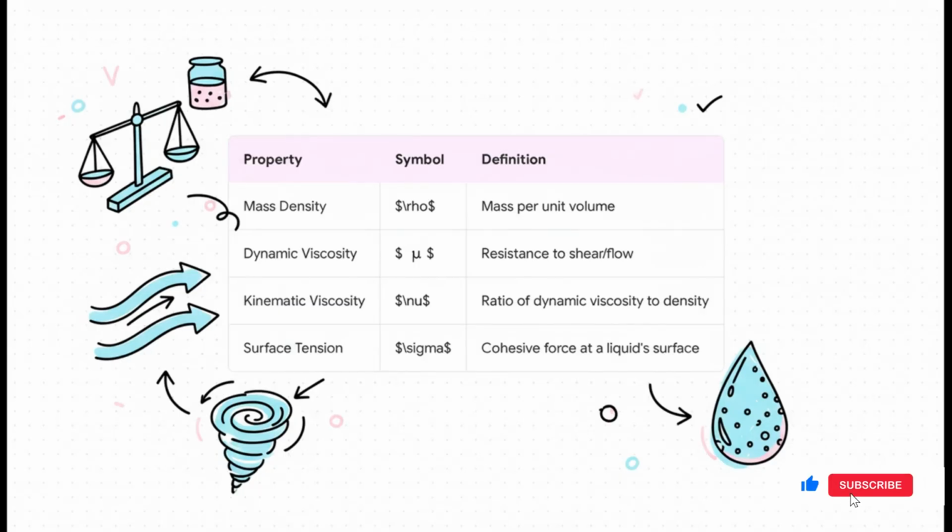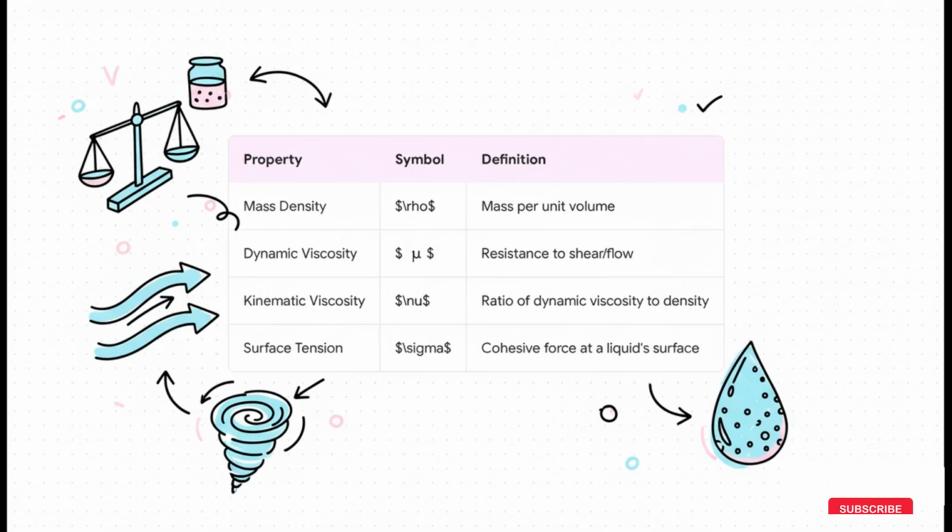This little table here basically brings our key stats all together. We just talked about mass density and dynamic viscosity. You're also going to constantly run into kinematic viscosity, which is really just the ratio of viscosity to density, and surface tension. For any of you diploma students watching, this is a perfect summary for your notes.